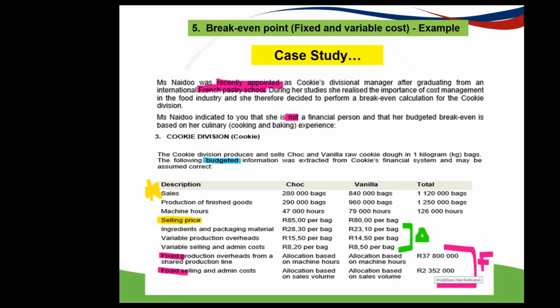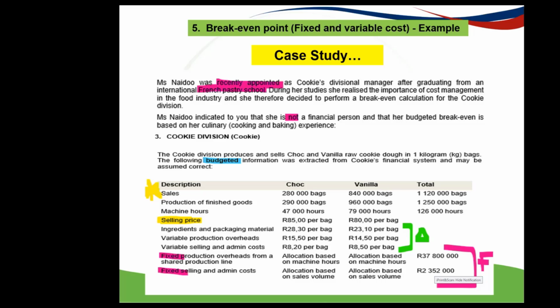So what is fun about the way this question is normally you are asked to calculate a break-even. But in this question, we told you it was calculated. We tell you that this information that we give you here, it's accurate. But we tell you that we've recently appointed someone from a French pastry school. And she's used her culinary, which is her cooking skills, to set up the break-even point. So what we are telling you basically is that she's done it wrong. And then in the required, we'll ask you, okay, what did she do wrong and how do we fix it?